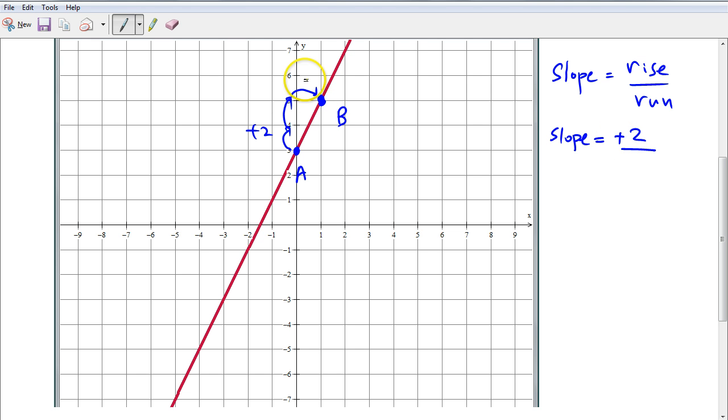Positive 1 or negative 1? Positive. That's right. So what is the slope of this line? That's right, 2. As a ratio, it's 2 over 1, right? But usually, how do we write 2 over 1? As 2, exactly. So this is going from A to B.